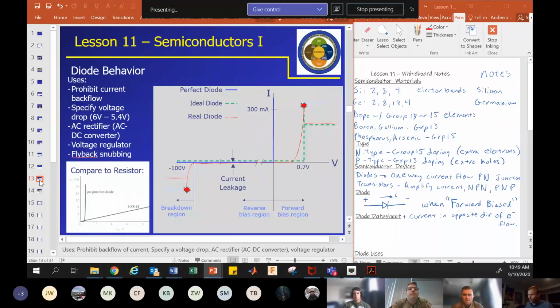Okay, so let's look at some actual and realistic performance here. Take a look at this graph. It's a lot to take in at first. So we're plotting voltage and current. So if this were a resistor, what would this plot look like? What is this?